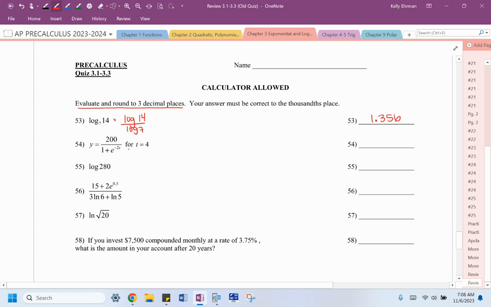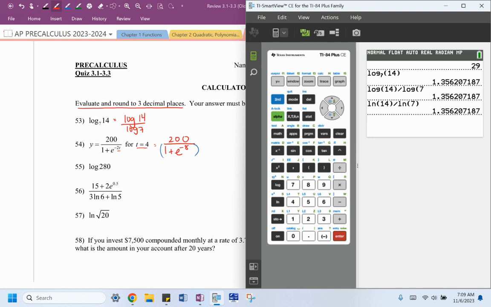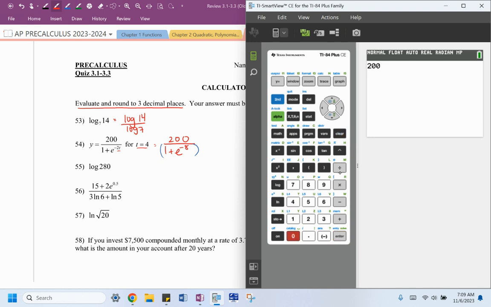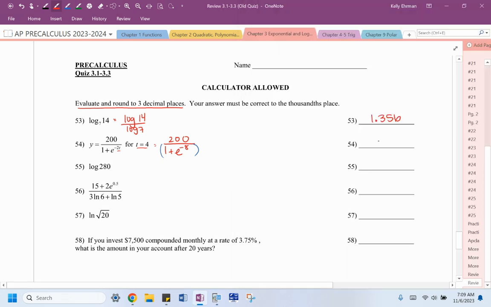All right, the next one, evaluate this for t equals 4. So this is just, can you correctly type this into your calculator? Negative 2 times 4 is negative 8. So when I type this in, I need parentheses around the denominator, so my calculator knows that all of that is down there. So 200 divided by parentheses, 1 plus e to the negative 8. So I'm getting 199.933.